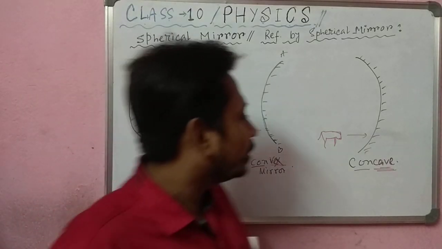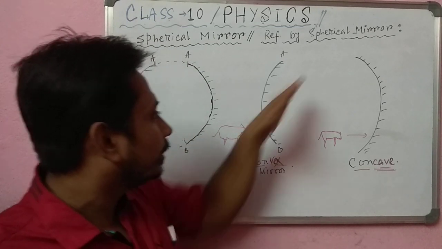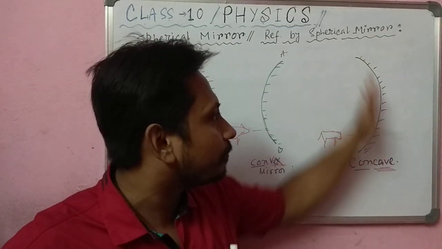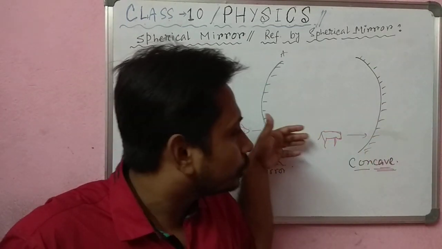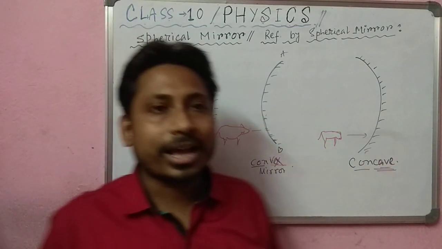Okay, so you never get confused now. Which one is convex and which one is concave? If there is a cave-like structure, animals can easily get into it. So this is called concave, and this one is called convex.